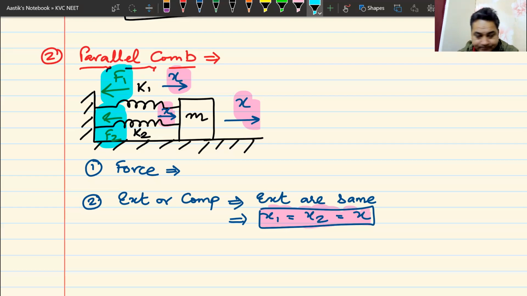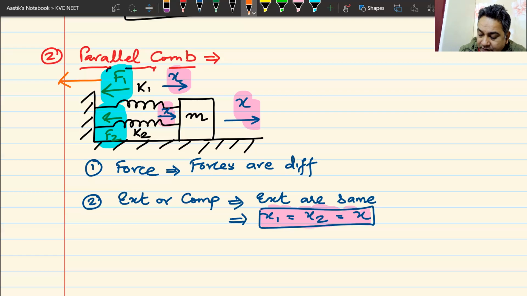Are they the same? And the answer is definitely forces are not the same. Forces are different. That means F1 and F2 are not the same. They are different. Now the question is, what is the value of F1 and what is the value of F2? Again, I'm not looking at the signs. The value of F1 will be K1 into X and the value of F2 will be K2 into X.